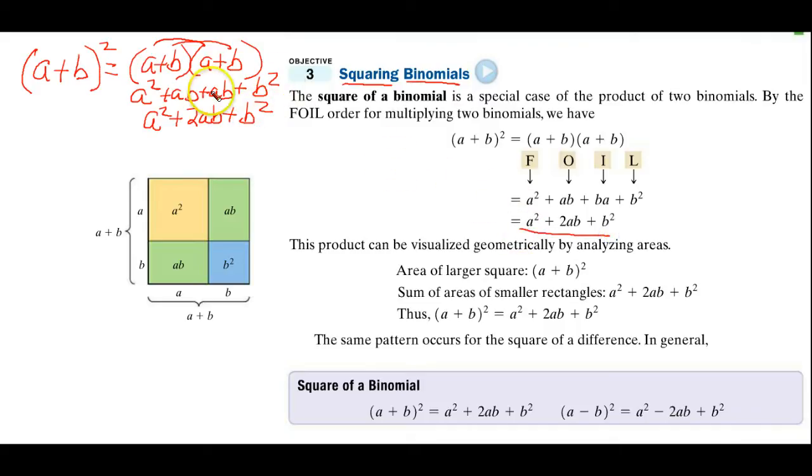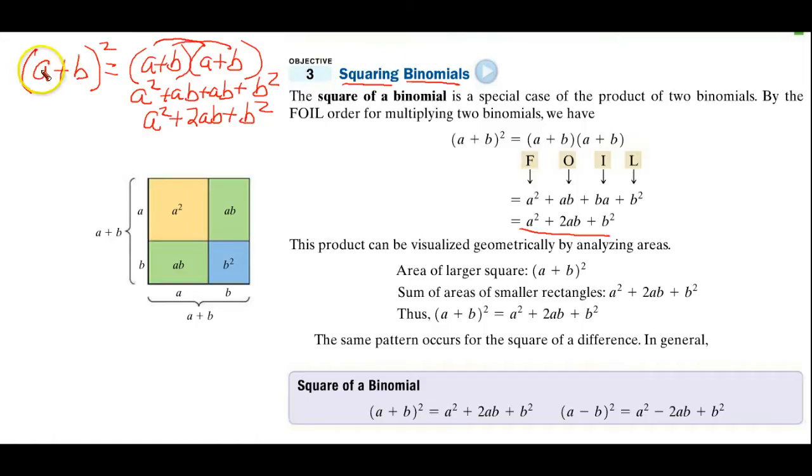Now, looking at this, can you see that when we do our outers and inners, we get the same thing? So in a sense, we're just doubling that. One of these, we double it. So this leads to a sort of a special recipe for squaring a binomial. And that's what I'm going to show you now. And this is the way we should do it. Now, a backup would be to do the FOIL. But this is the special recipe for squaring a binomial.